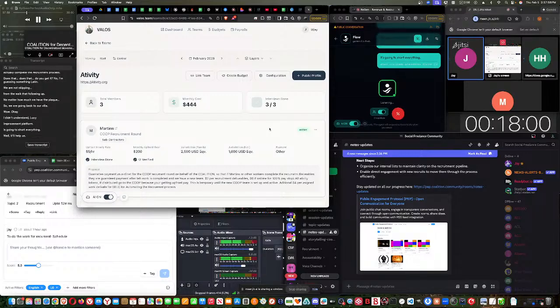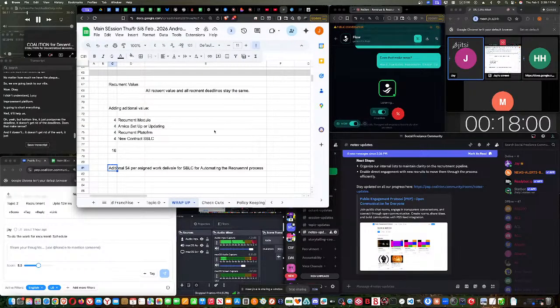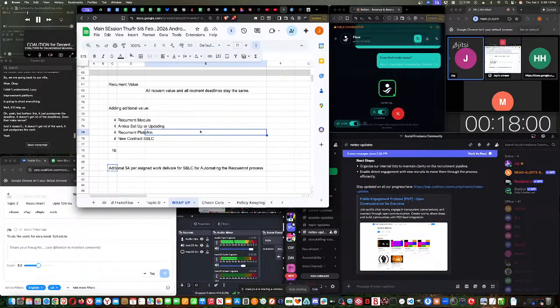I get the clear picture. Yeah, but bottom line, it just postpones the deadline. It doesn't get rid of the deadlines. Does that make sense? Okay. Yeah. And it doesn't get rid of the work. It just postpones the work, because we still need to do all the recruitment work. We're just going to use the automated system once it's set up to do the work.